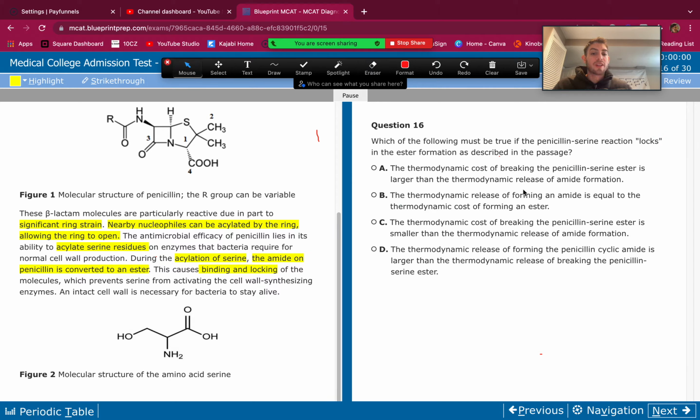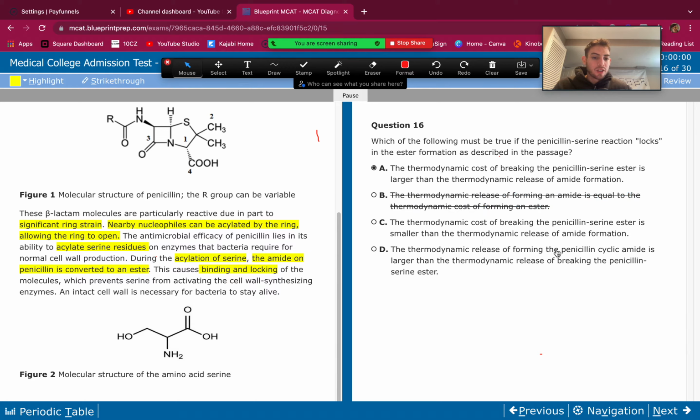It is larger than the thermodynamic release of amide formation. It's larger, so it's more likely to not break the penicillin-serine ester than it is to make the amide formation. So this is a good answer choice. I like A, but let's keep going. The thermodynamic release of forming an amide is equal to the thermodynamic cost of forming an ester. This is completely wrong. If it was equal, then you're going to have opening and closing of the ring and all that stuff. That's not good. B is wrong. I'll strike through that.